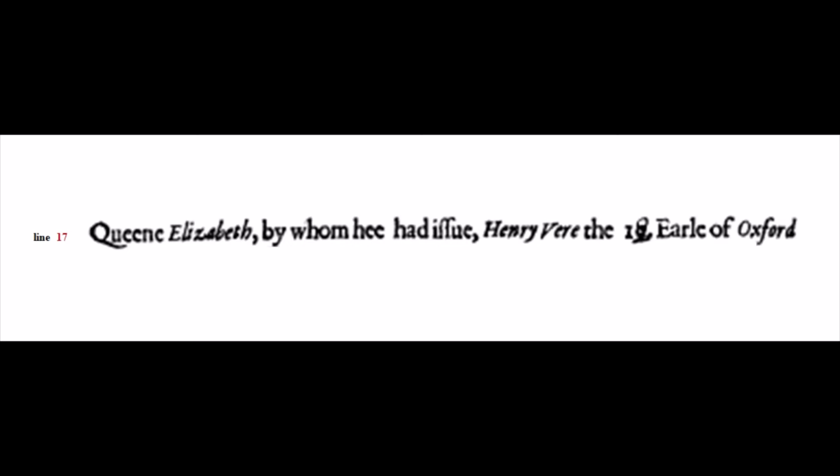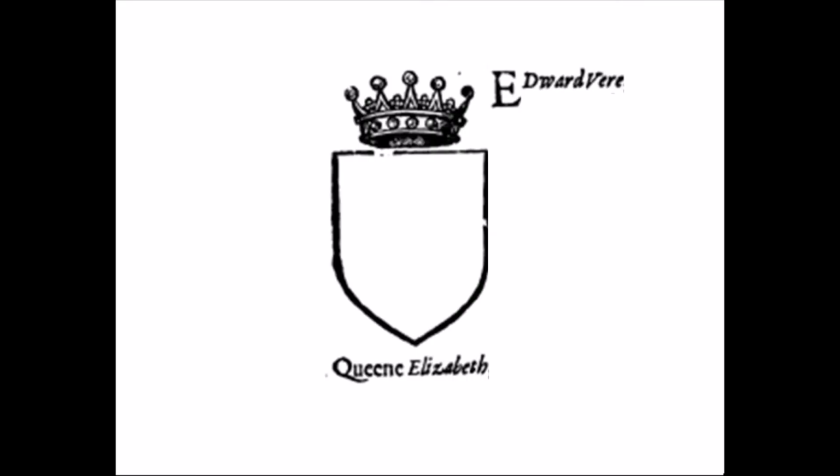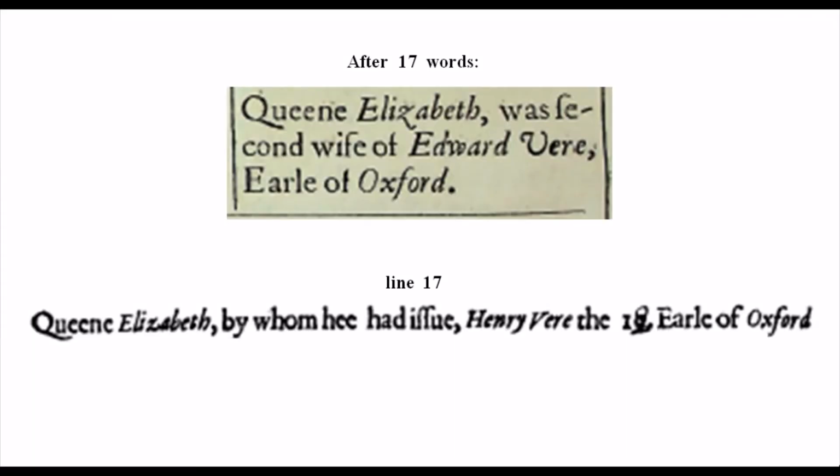For some reason, the owner of the text looks like they wrote a 12, but I don't know why. Now, if Henry Wriothesley was the son of Edward Vere, he would have been Henry Vere, the 18th Earl of Oxford. And notice how Queen Elizabeth's name is being pointed at, lining up perfectly beneath de Vere's shield. So we have these two catalogs with curious typesettings, one saying that Queen Elizabeth was Oxford's second wife, the other saying they had issue Henry Vere.